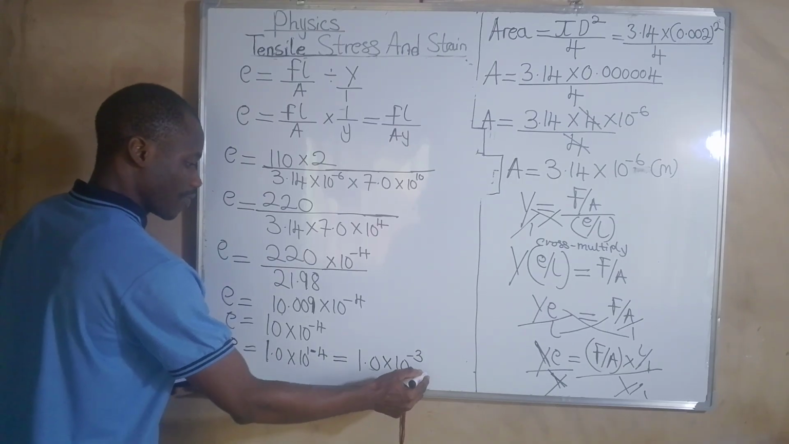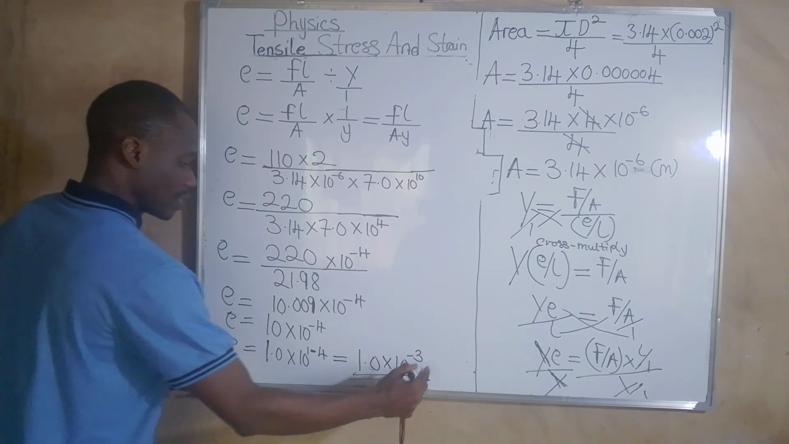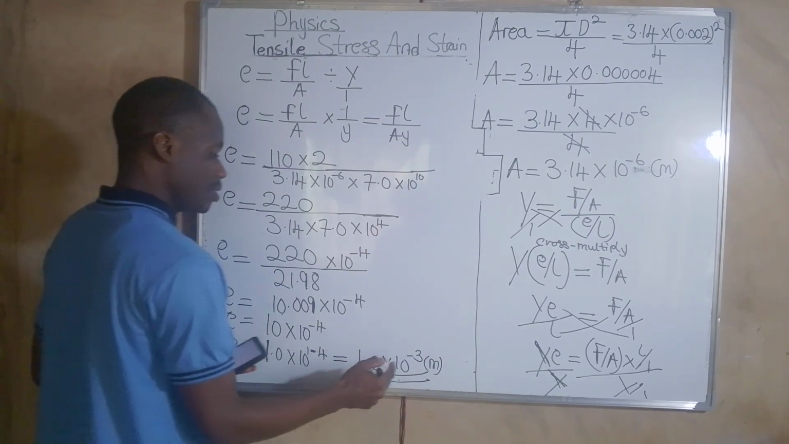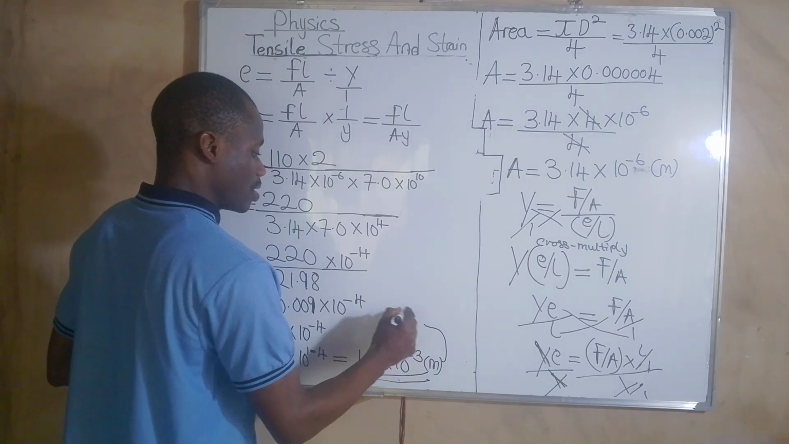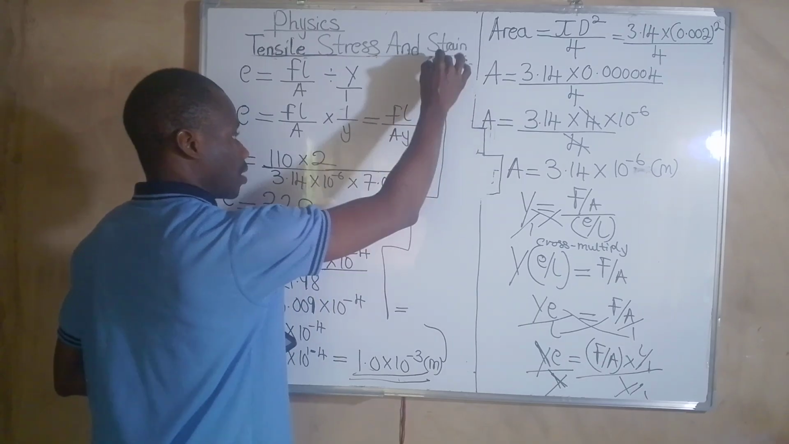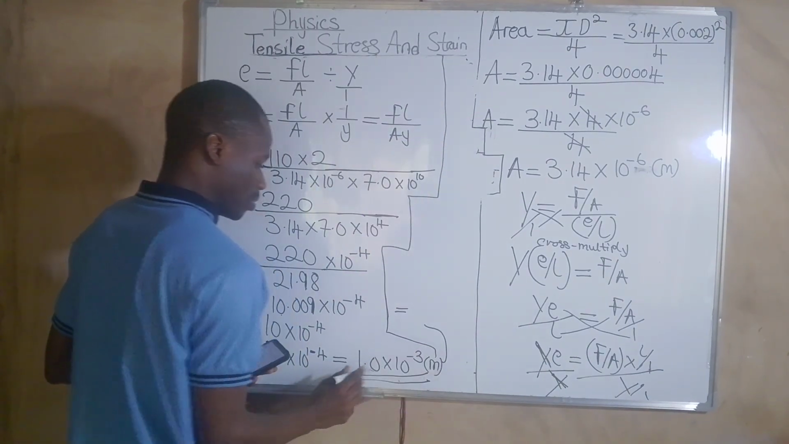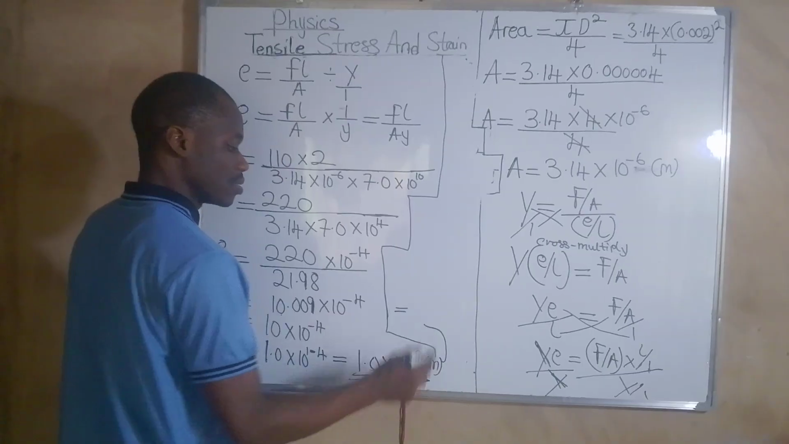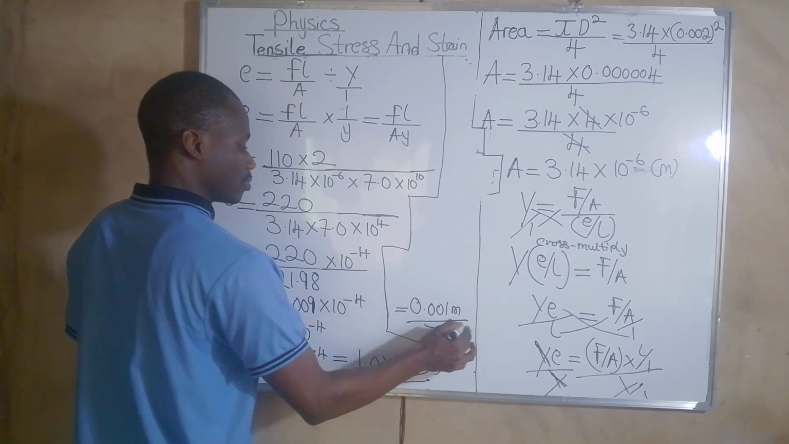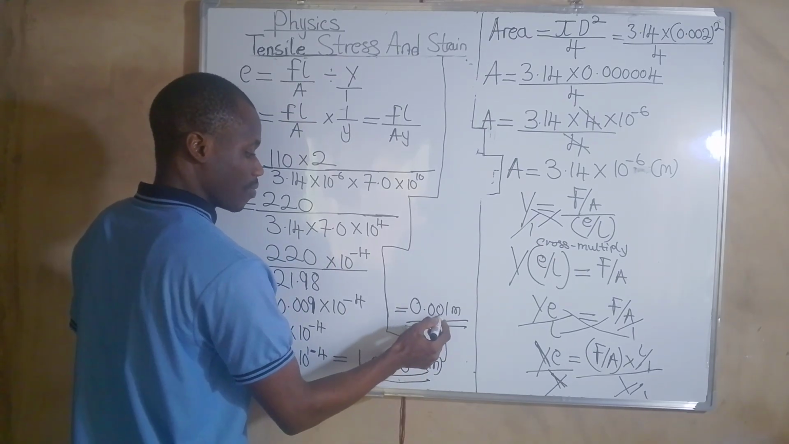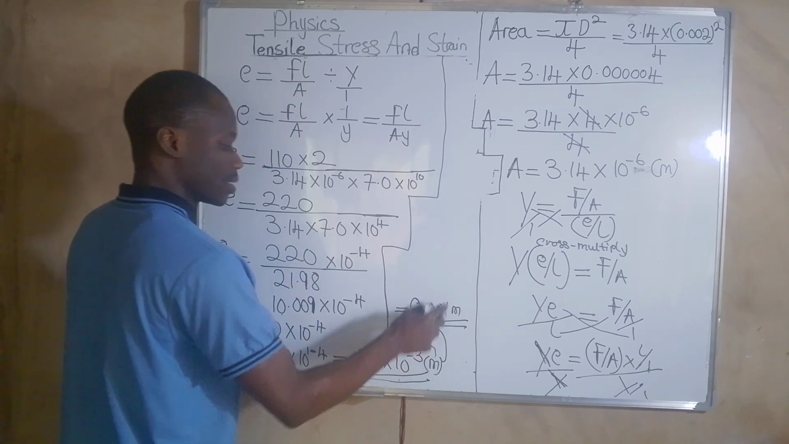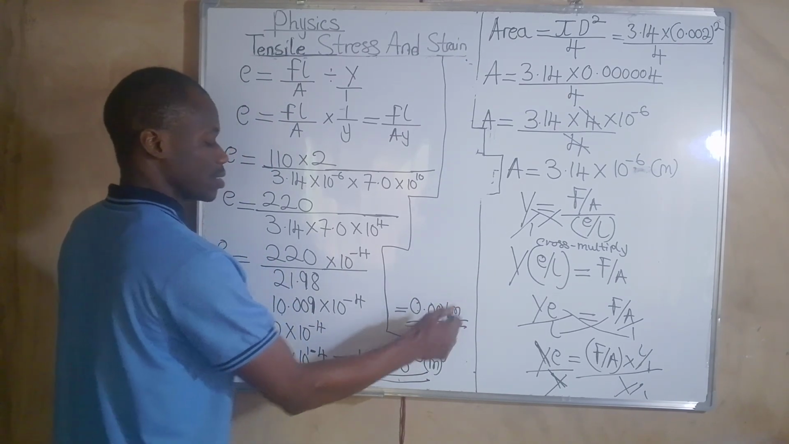So I think this is a final answer for E. Are you getting me? Yes. Then it should be in meters, right? Yeah. So now, in ordinary form, this 1.0 times 10 raised to the power minus 3 is going to be 0.001 meter. True or false? True. Because we have 1, 2, 3. So this is what we'll be using, right?